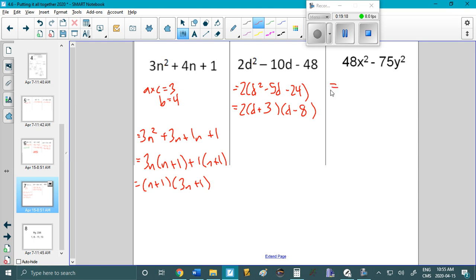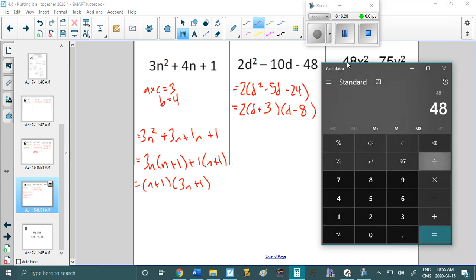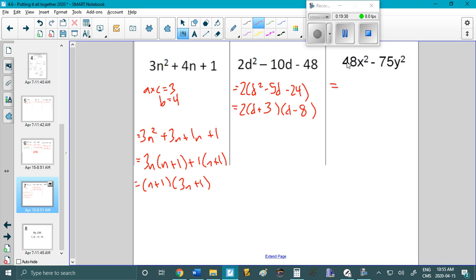The last one, I really hope you've seen the theme that common factoring is a massive part of this stuff. So the first thing I'm going to do is find a common factor for these. And I believe 3 divides into both. And it does. So I can take 3 out. And I have 16x squared minus 25y squared.